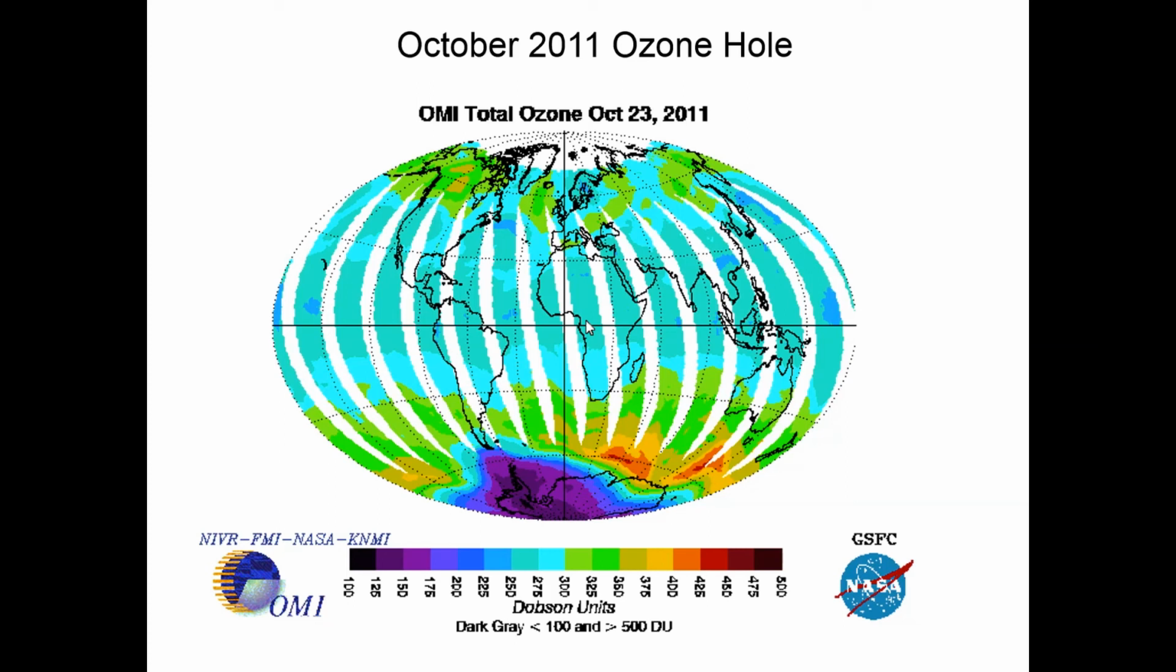For several months each year, peaking in October, there is a hole in the ozone layer in the stratosphere above Antarctica, as shown in the above diagram. Note that for a given day, in this case October the 23rd, 2011, the satellite doesn't cover the whole Earth. The white stripes show where it missed.